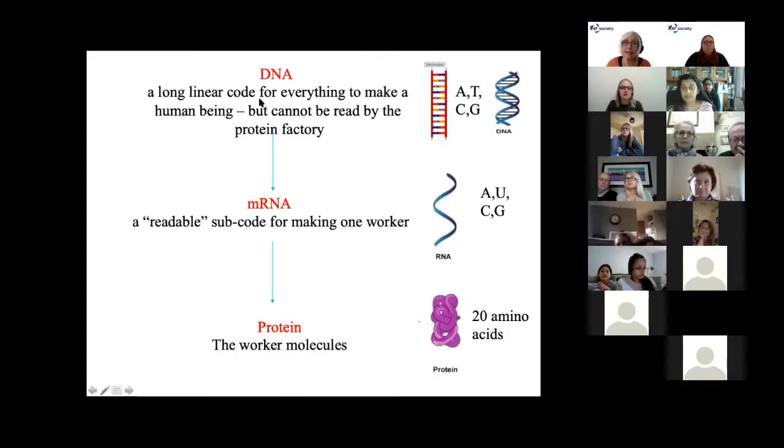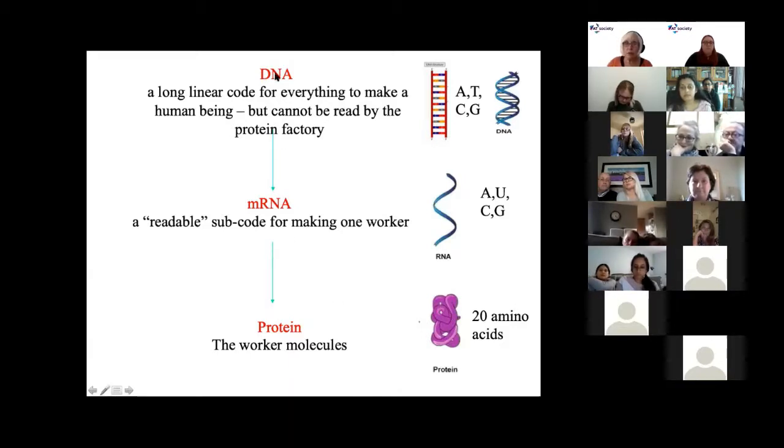So your DNA is a long linear code with all the information to make a human being, but it can't be read by the factory. It's arranged in a double helix, a ladder, and it's got these 4 building blocks. And it folds like that. Your messenger RNA is a subcode for making one protein. It's single-stranded, also has 4 building blocks, but slightly different from the DNA. And then your protein is the molecule that is going to do the job in the cell, and they fold very much and have these 20 building blocks.